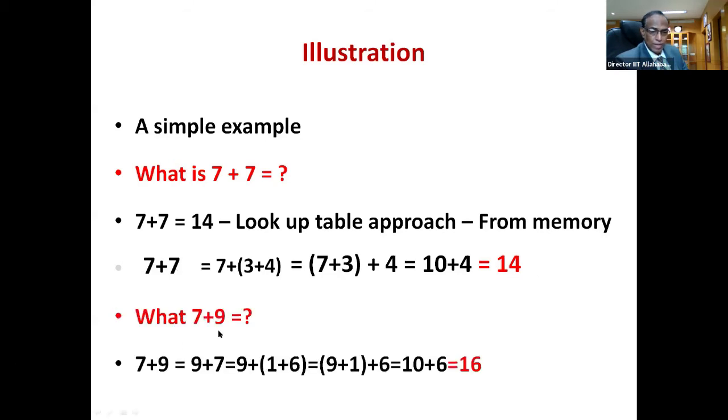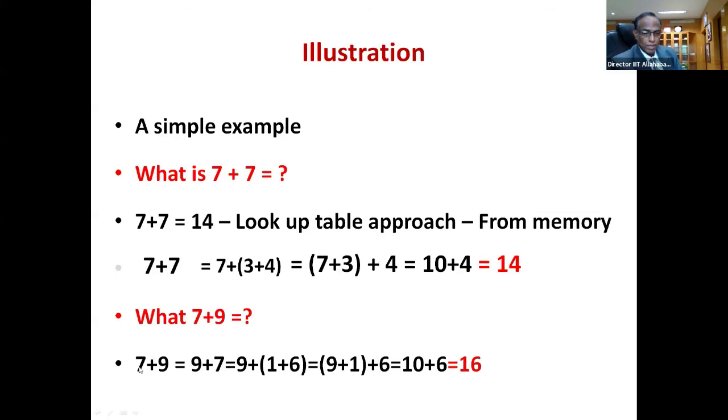Now I will give you a little more tricky example. What is 7 plus 9? Any intelligent person would first convert it into 9 plus 7, because 9 is closer to the intermediate point 10, not 7. So 9 plus 7. Once 9 plus 7, then only 1 has got to be added to 9 to make it 10, which reduces 7 to 6.